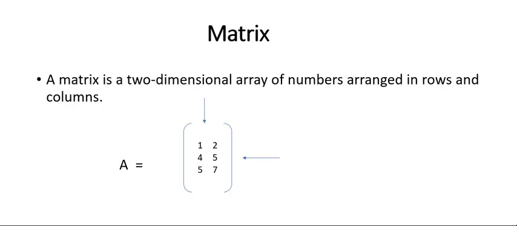Next, matrix. The matrix is a two-dimensional array of numbers. It is also one way of representing the data. In machine learning, the values or samples we are going to keep inside the matrix. So the values will be adjusted in terms of a matrix for easy calculation, and based on that the formulas or equations will be there.